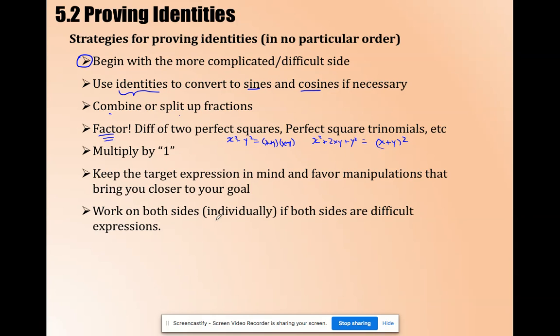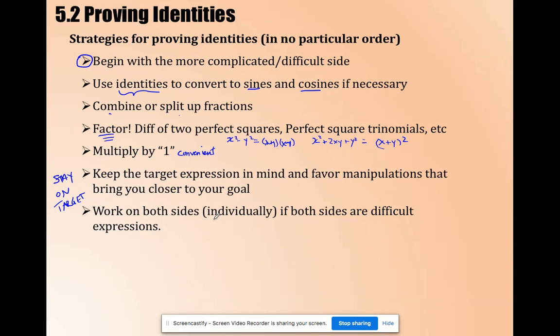Those patterns matter. Multiply by a convenient one. I showed you that in a simplify example in the last video. Stay on target, right? Good old Star Wars, stay on target. Don't forget where you're going. Always, whatever side you pick to start with, always keep in mind where you're going and what you want to see.